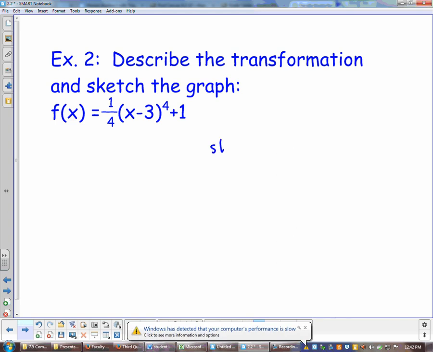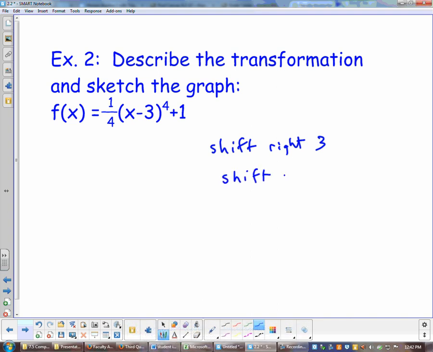All right. Shift right 3. What else about this, Jack? Shift 1 up. What else? It's a horizontal vertical shrink. It's vertical. No, it's horizontal. I don't know, you tell me. Vertical shrink. Vertical? Yeah.